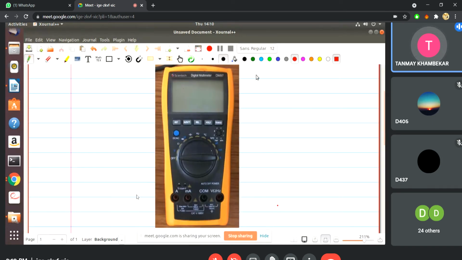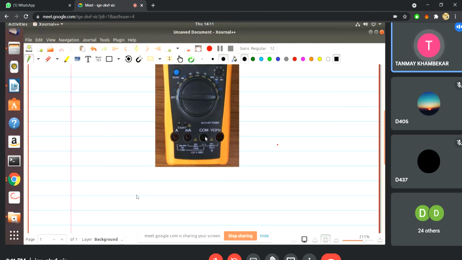So how do we do the connections? There are two wires, black wire and red wire. If I want to measure voltage, always remember the black wire is connected to common, and the red wire we will connect whatever we want to measure. If I want to measure voltage or resistance, I will connect it here. If I want to measure current and I know that the current is in milliampere, I will connect here. If I want to measure current which is in amperes, I will connect that here.